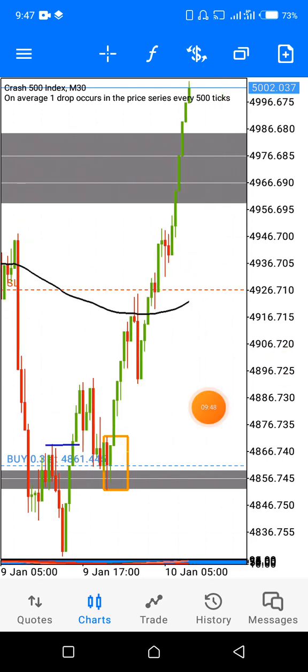So previously when I entered the trade, my stop loss was here below this golden box, that's below the wick of the red candle. But now I'm trailing it, so my stop loss has been taken to break even. I'm just waiting and seeing what's going to happen.